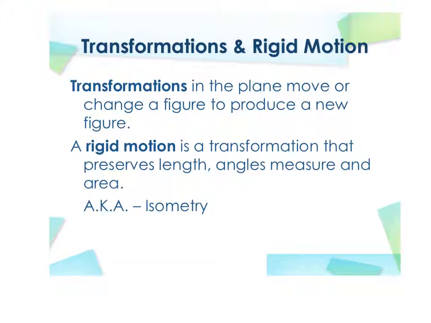So transformations in rigid motion. A transformation in the plane is going to move or change the figure to produce a new figure. A rigid motion is a transformation that's going to preserve the length, the angle measures, and the area. So basically it's going to stay exactly the same size. We're not going to change the length of the sides, and we're not going to change the size of the angles. Everything is going to stay congruent.